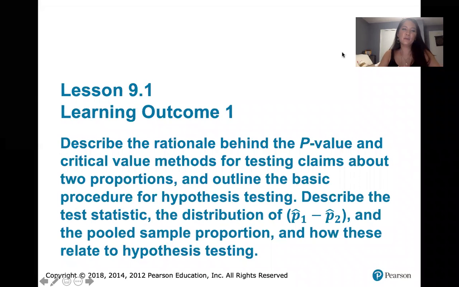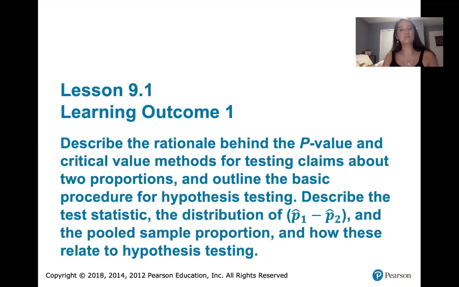In this video, we discuss learning outcome number 1 of lesson 9.1, which is all about describing the rationale behind the p-value method and critical value method for testing claims about two proportions, and then outlining the basic procedure for hypothesis testing in this case.